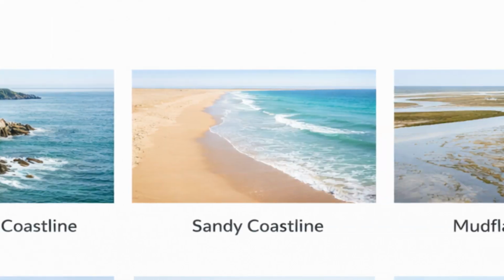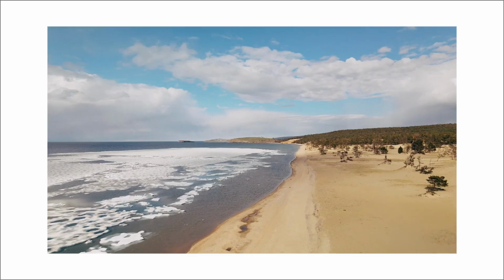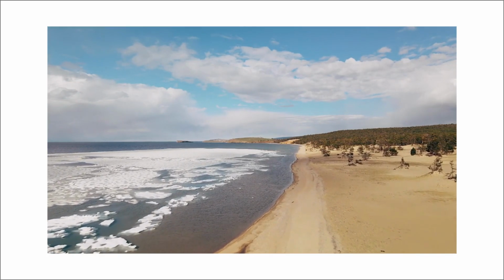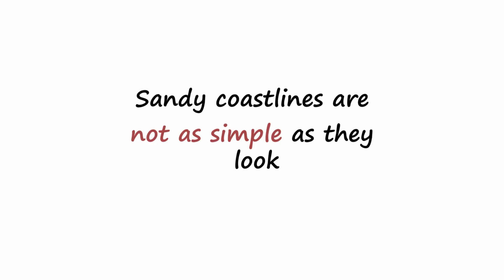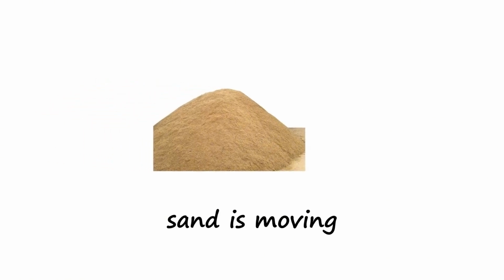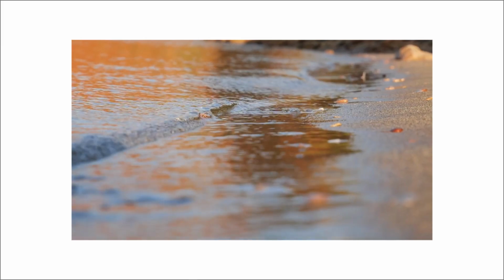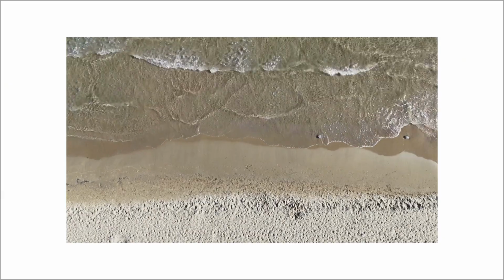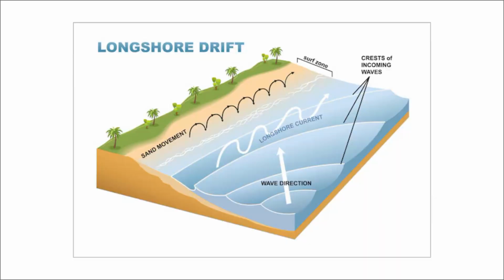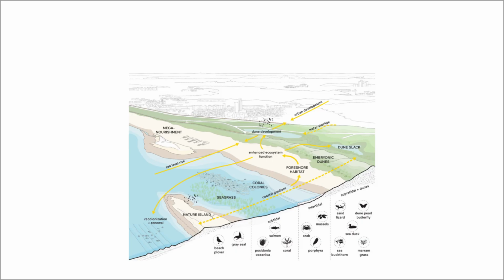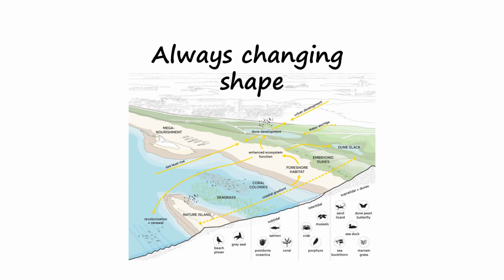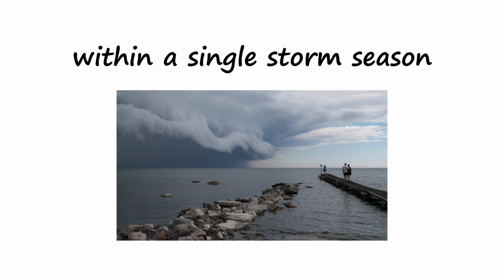Sandy coastlines. This is probably the version of coast most people picture when they close their eyes and imagine the ocean. Long, flat stretches of sand, gentle waves, and a horizon that seems to go on forever. Sandy coastlines are not as simple as they look, though. The sand itself is constantly moving, carried by waves, shifted by tides, and pushed along the shore by currents in a process called longshore drift. Sand does not stay still, which means sandy coastlines are always changing shape, sometimes dramatically within a single storm season.